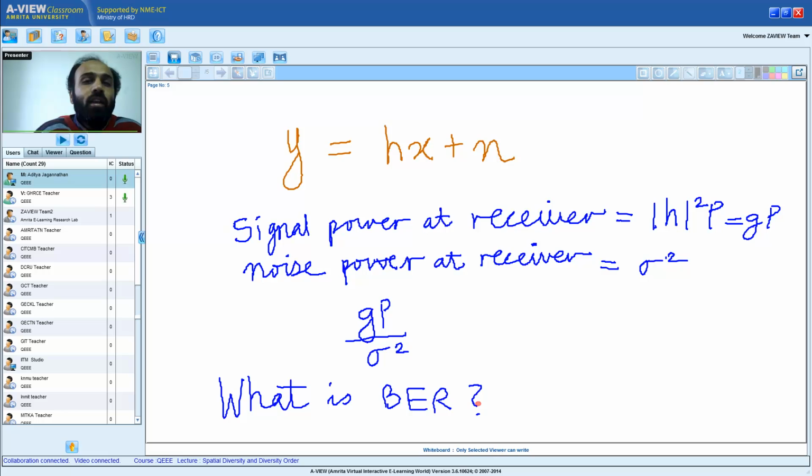Let me also give you a hint. Let me make it a little clearer. What is the bit error rate of this system as a function of the fading channel gain G? That is, for a given gain G, what is the bit error rate of this system?